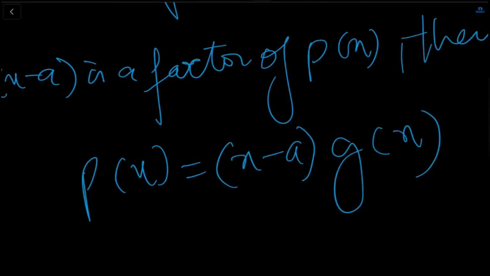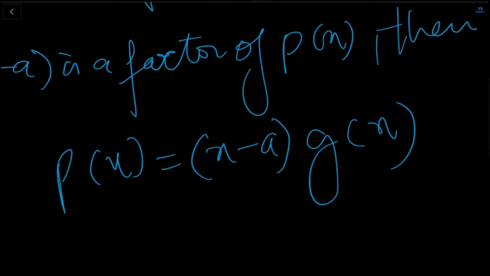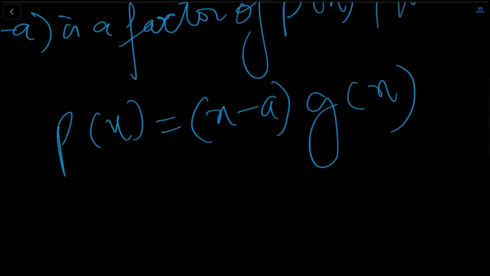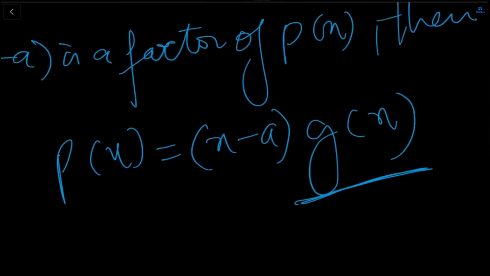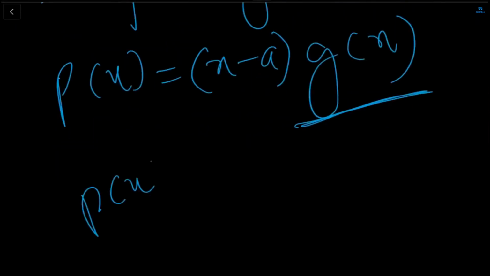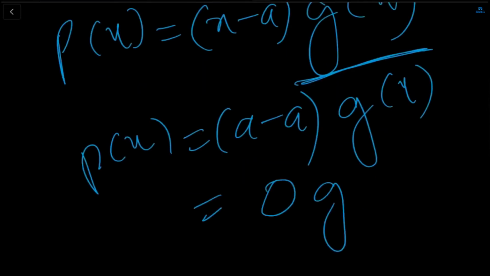Since x minus a is a factor of p(x), that means the remainder will be 0. So p(x) is equal to (x minus a) g(x). Here g(x) is the quotient, or you can write q(x) also. Now it is a factor, that means we can write p(a) is equal to (a minus a) g(a). So a minus a will be 0 times g(a).